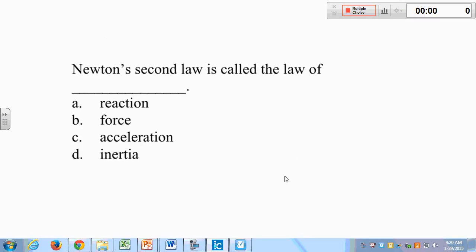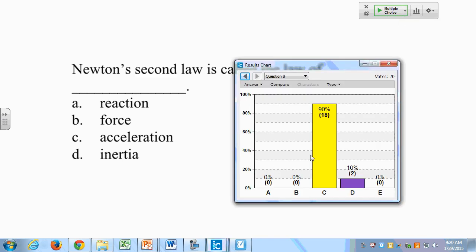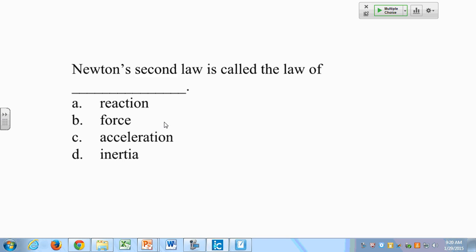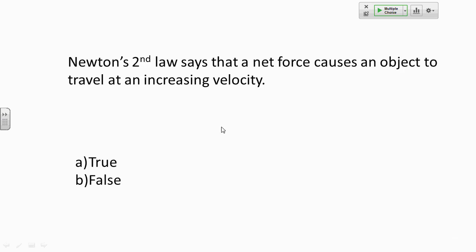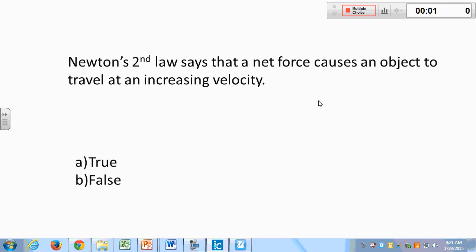Newton's second law is called the law of what? Reaction force, acceleration, or inertia. Stop at 25. C is right. Very good. Remember, the third law is the law of reaction, and the first law is the law of inertia. There is no law of force. Just one or two more. Newton's second law says a net force causes an object to travel at an increasing velocity. Is that A true or B false?